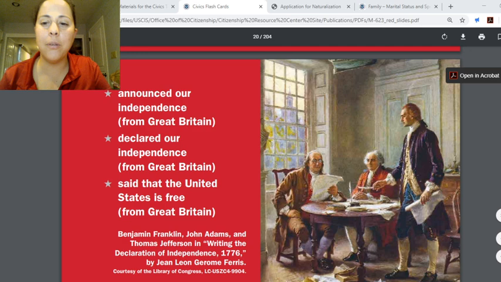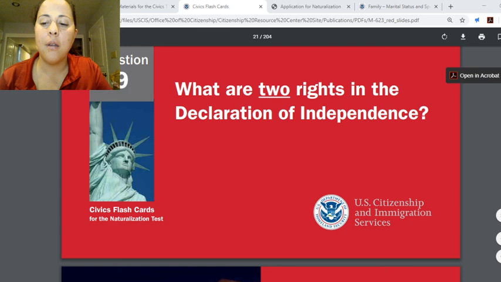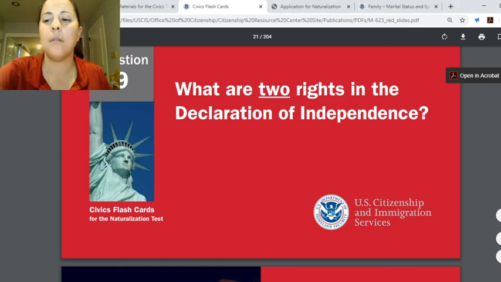So, what did the Declaration of Independence do? It announced, okay, it said, it told us our independence. It declared, made a statement, okay, our independence, or said that the United States is free. Pick one answer, okay. Let's look at question number 9. What are 2 rights in the Declaration of Independence?